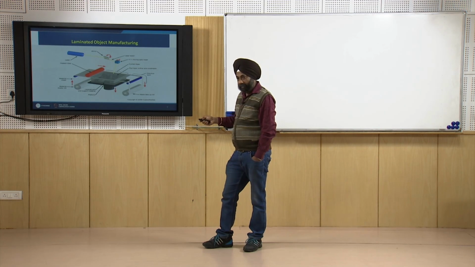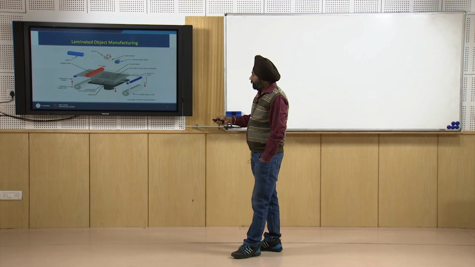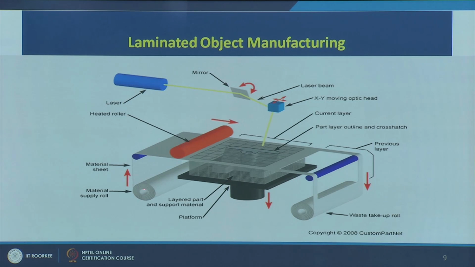Let us see step by step how it will happen. Here is the material supply roll, this is the input material. It can be any adhesive paper, adhesive coated paper or adhesive coated metal sheet. So the raw material will go from here, the heated roller will heat it and supply it to the build platform. This is the checkered portion, and then the first sheet will come here.